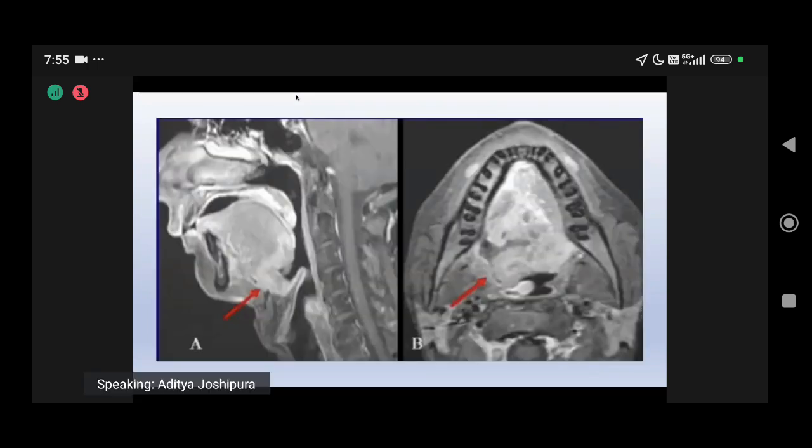The imaging also gives you an idea about whether the tumor is going to the nearby structures. In A, you can see that the tumor has gone to the vallecula and pre-epiglottic space also. In B, the tumor has gone to the tonsillar area. This can be a relative contraindication to surgery, and it also explains that there will be certain morbidity involved in the surgical treatment.